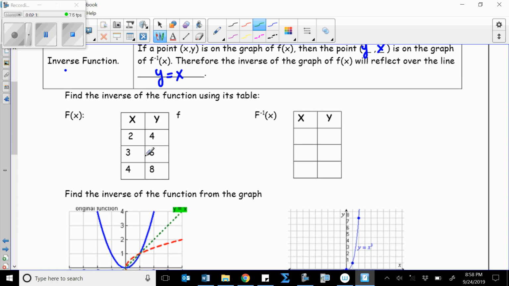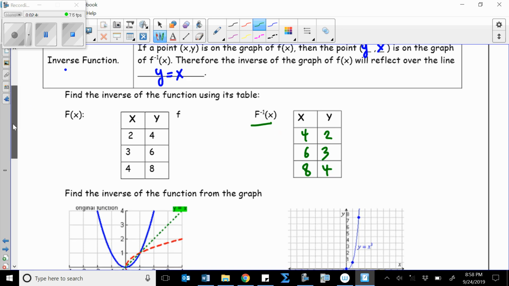Now let's say we have a table of f of x. We want to find the table of f negative 1, which is the inverse function. All we need to do is to switch x and y. So instead of mapping 2 to 4, now f negative 1 is mapping 4 to 2. And here, instead of 3 to 6, this will be 6 to 3. 4 to 8 will be 8 to 4. So this is the table of f negative 1.